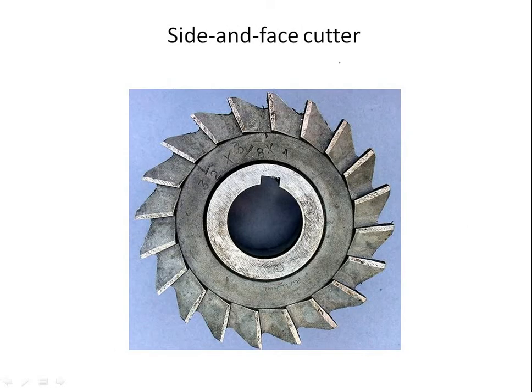Next we will be discussing the side and face cutter. In the side and face cutter, you all can see the teeth shown. These are the numbers, 3 by half, 3 by 8, 1. The side and face cutter is designed with cutting teeth on its side as well as in circumference.